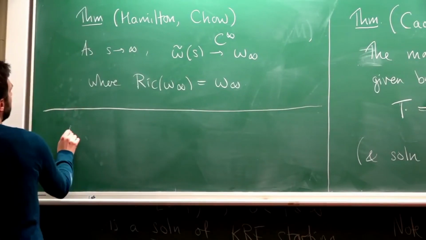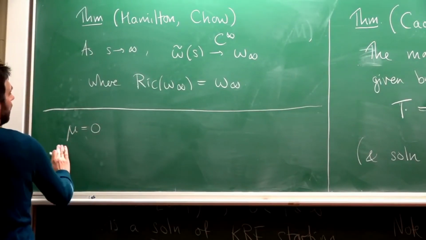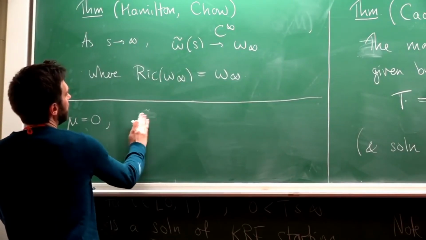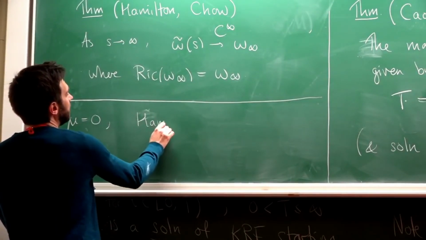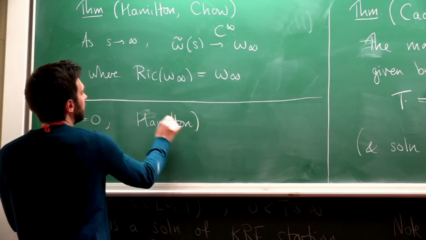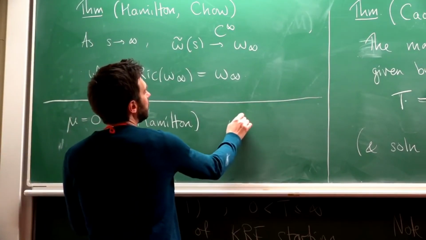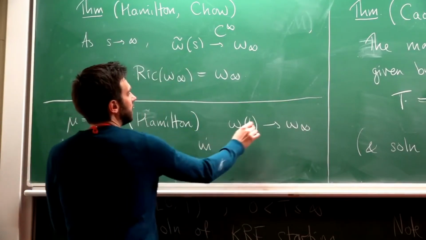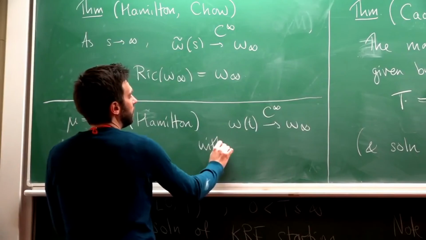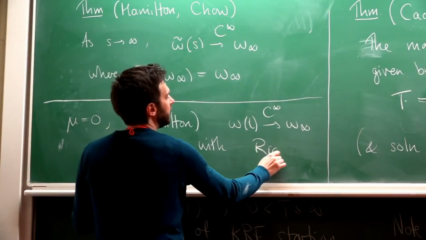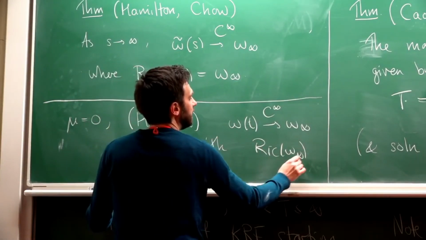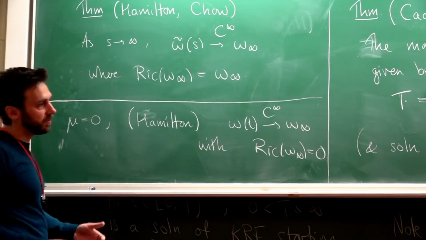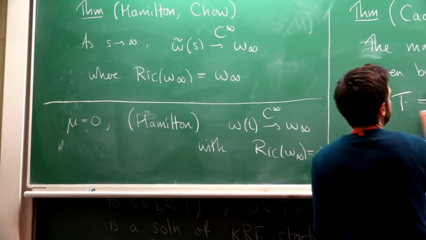Let me just briefly mention the other two cases. Mu is 0. You don't have to do any normalization. Again, Hamilton showed that omega t will converge to omega infinity with Ricci of omega infinity equal to 0, as t goes to infinity, so the flow will exist for all time.